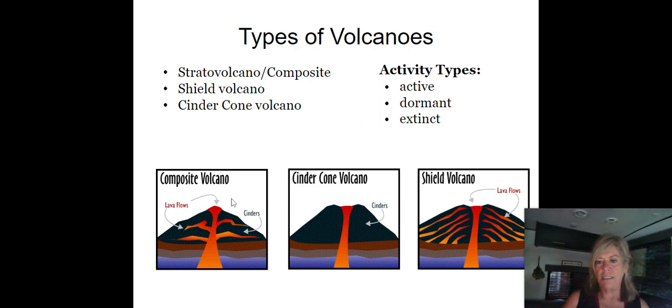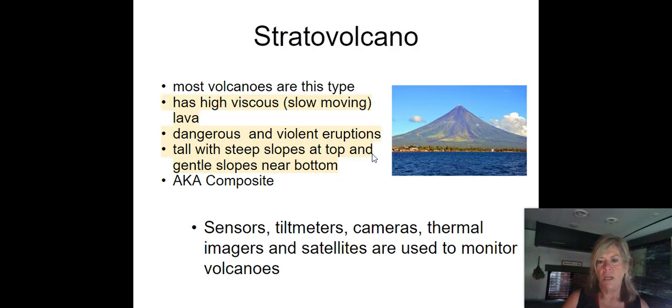So these are the three types right here. The composite, which is also known as the stratovolcano, is going to be the one you're going to be most familiar with. And it's going to have a shape similar to this, but we're going to talk about it in more detail in a minute. But then the cinder cone and then the shield are two other types. So, stratovolcano, like I just said, is that most volcanoes are this type. It has a high viscosity, which means slow moving lava. So, remember that because lava type is also one of the ways that we classify volcanoes.